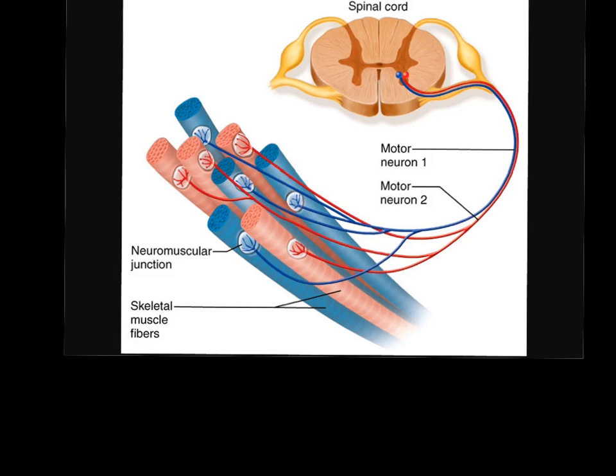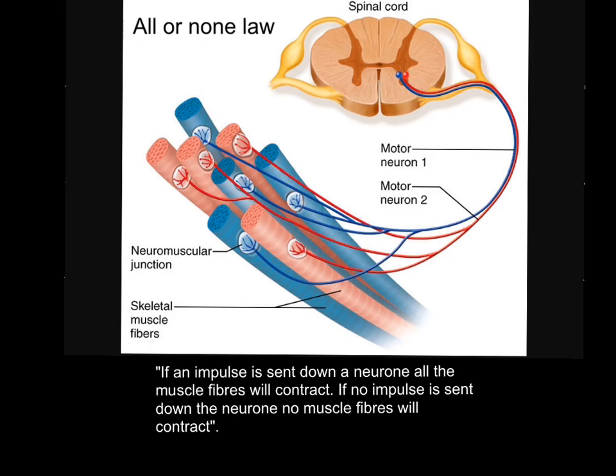What is this an example of? Well, what we're going to link it to here is the all or none law, the all or none principle. It states something that you might think, well, that's a bit obvious, but it needs to be stated. There's the all or none law at the bottom. If an impulse is sent down a neuron, all the muscle fibres will contract. If no impulse is sent down the neuron, no muscle fibres will contract.